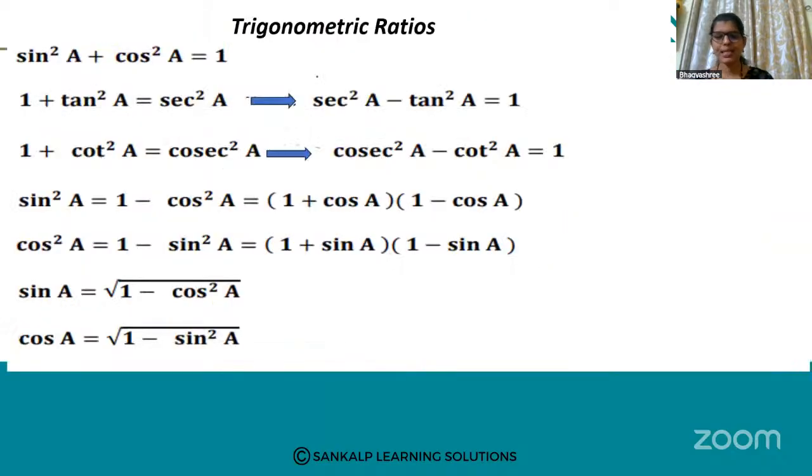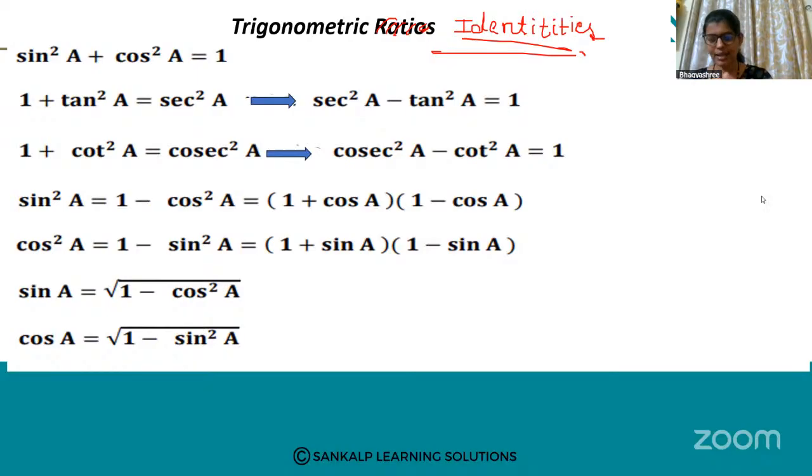Yes. Now we'll see some trigonometric identities. So dear children, these all are trigonometric identities. Remember, not ratios, identities. Like a plus b whole square, a minus b whole square, a plus b into a minus b is equal to a square minus b square. That all are identities, right?